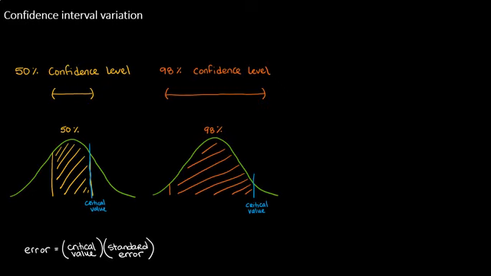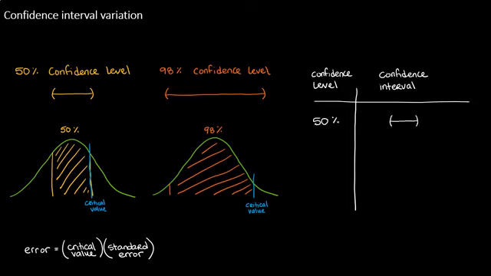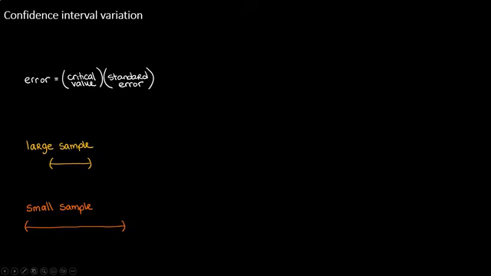So with a larger confidence level, we have a larger critical value, which causes a larger error. As we see the confidence level increase, we will see the interval increase in length as well. That error calculation, the standard error factor, also includes the sample size. So the sample size is another thing that directly impacts the length of our interval.